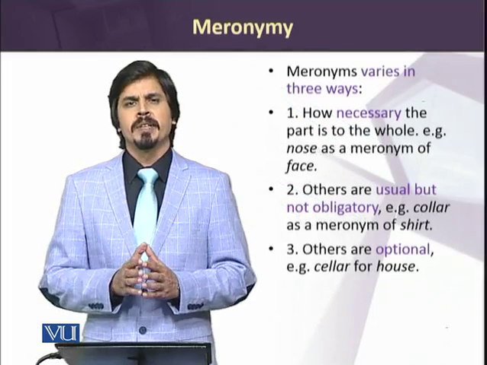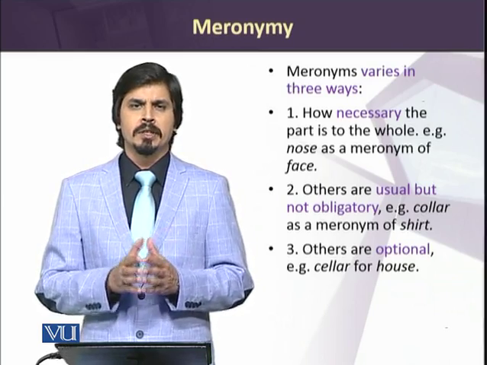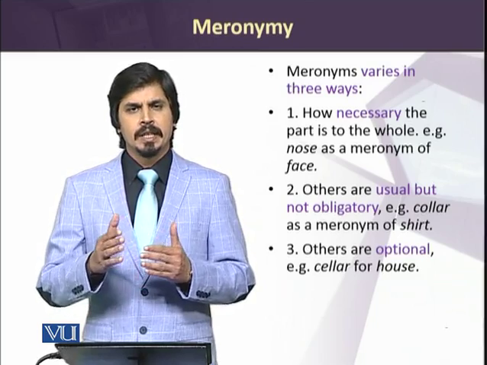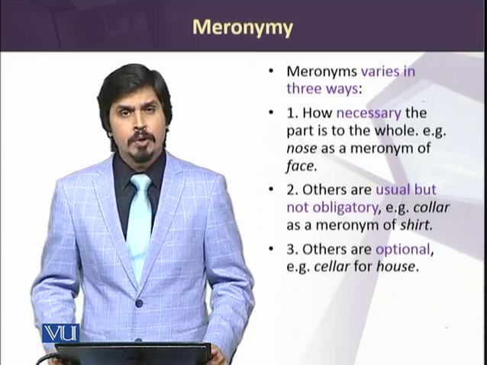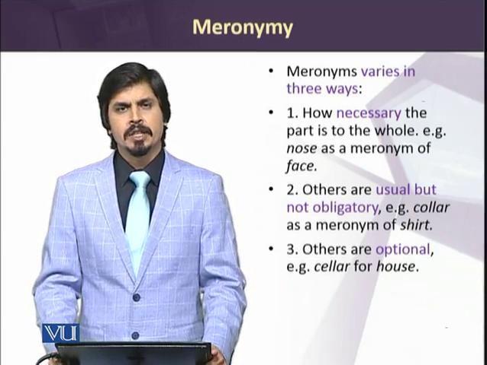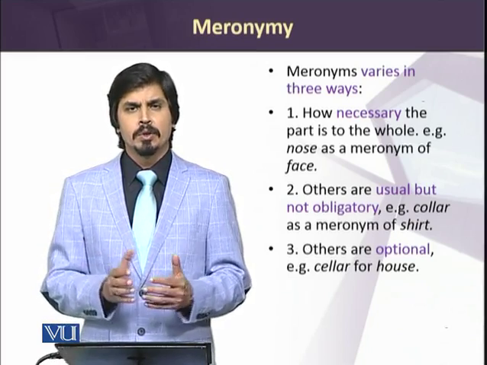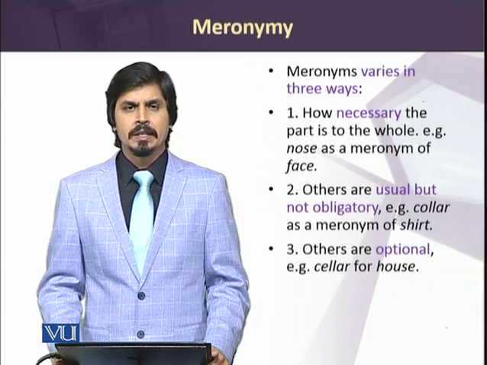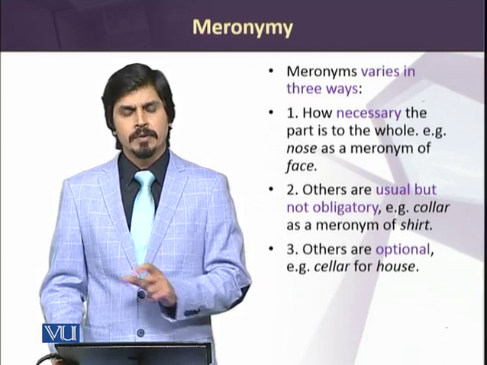Meronymic relations may vary in different ways. For example, there are some necessary meronyms for other words. For example, they are in a necessary relationship with the words. If we say the relationship between nose and face, we can say that nose is in a necessary relationship with face. Without a nose, a face may not be complete. So we can say that it is a necessary relationship there. So it's a necessary meronym for the face.